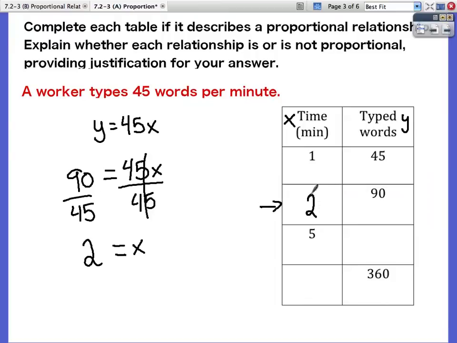Now, most of you guys can do that in your mind. You can look at this and go, okay, it's 45 words per minute. So if he typed 90 words, it must have been 2 minutes.